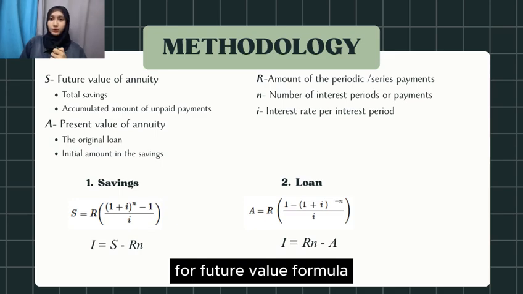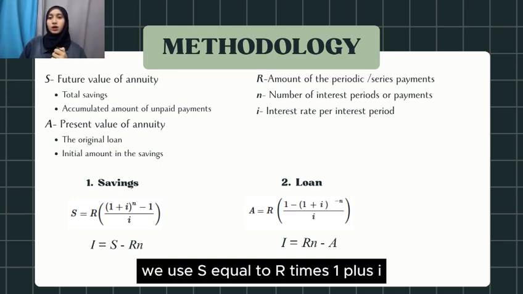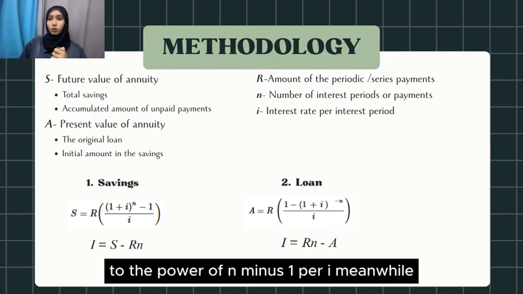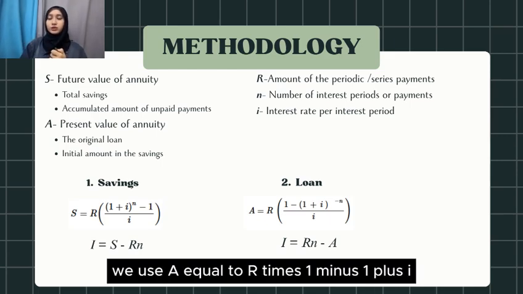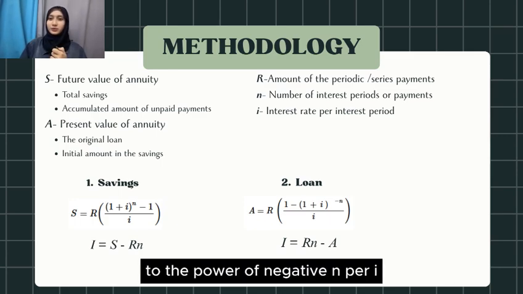For the future value formula, we use S equal to R times (1 plus i to the power of n minus 1) per i. Meanwhile, for the present value formula, we use A equal to R times (1 minus (1 plus i) to the power of negative n) per i.